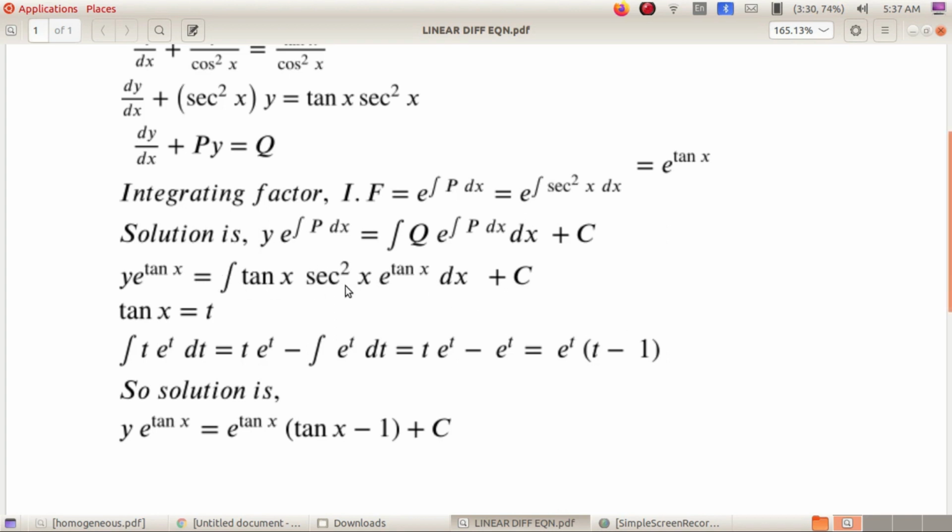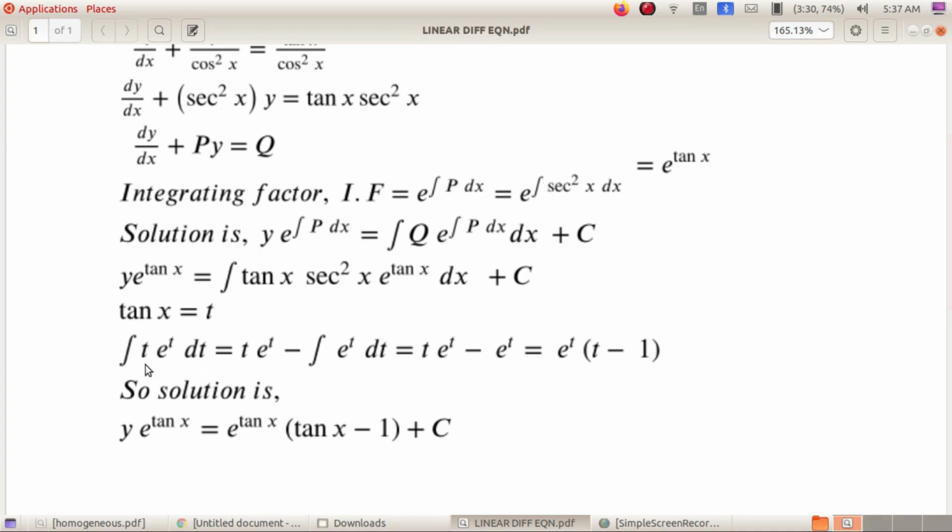Now to integrate this function, take tan x equal to t. So we get t, sec square x dx is dt. Now this term is e raised to t, since tan x is t. Derivative of tan x is sec square x, so this sec square x dx becomes dt. Now we have integral t e raised to t dt.